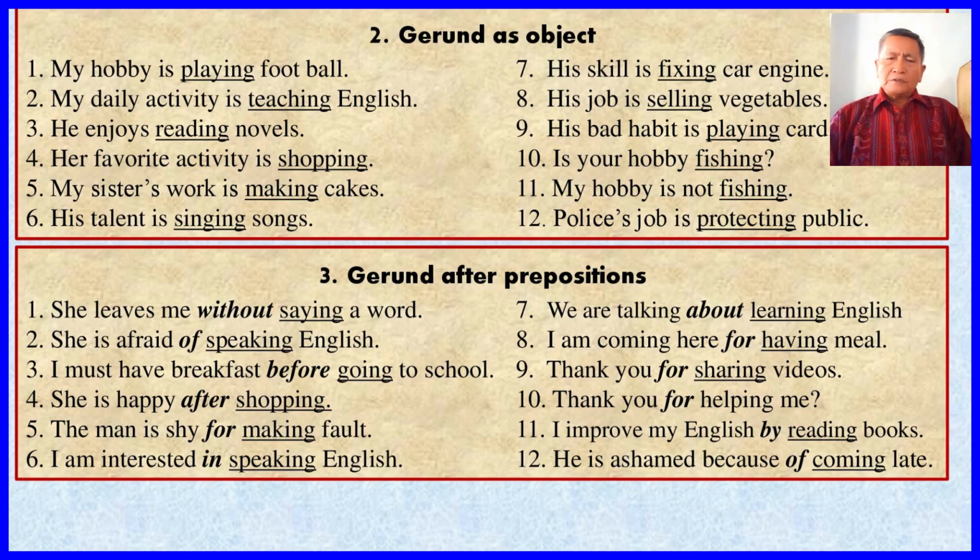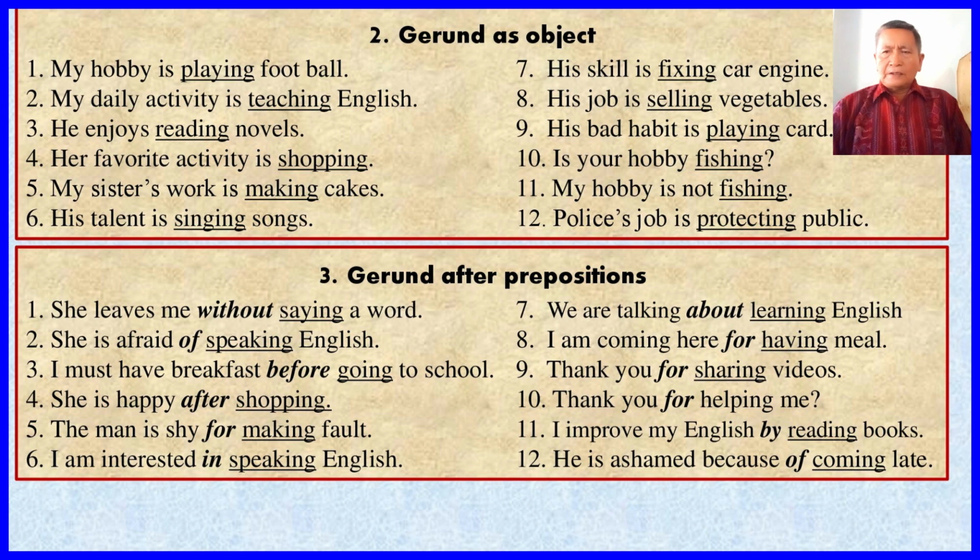Next, number 2, gerund as object. Examples: my hobby is playing football. 2, my daily activity is teaching English. 3, he enjoys reading novels. 4, her favorite activity is shopping. 5, my sister's work is making cakes. 6, his talent is singing songs.